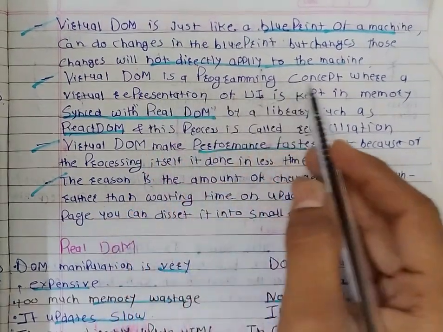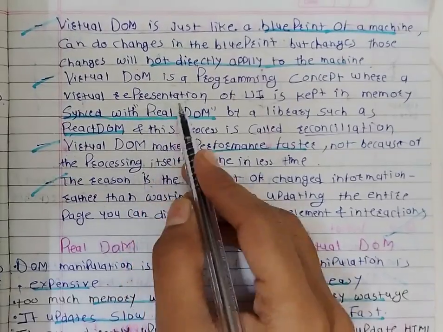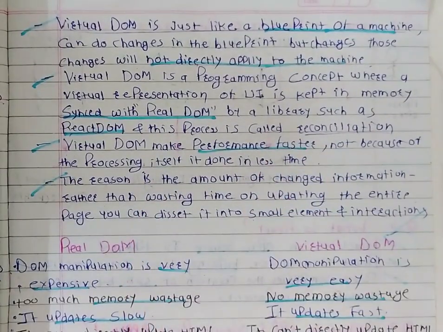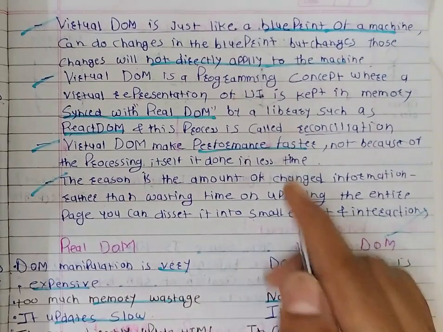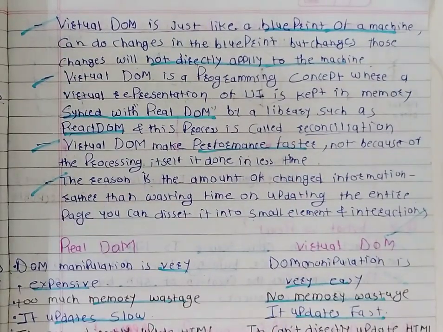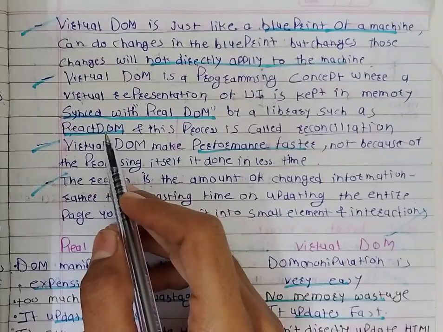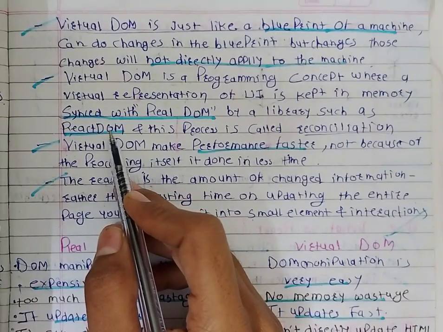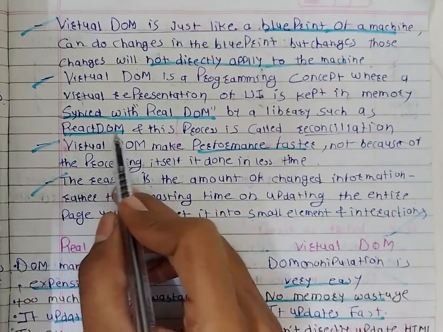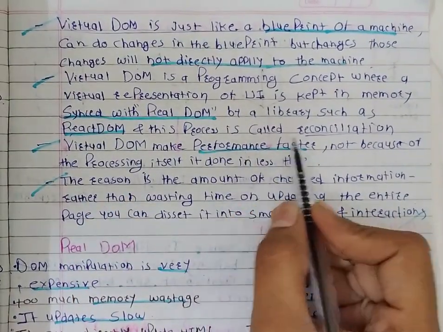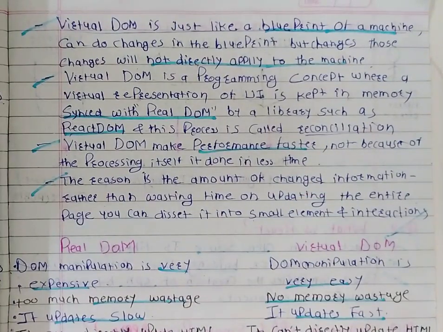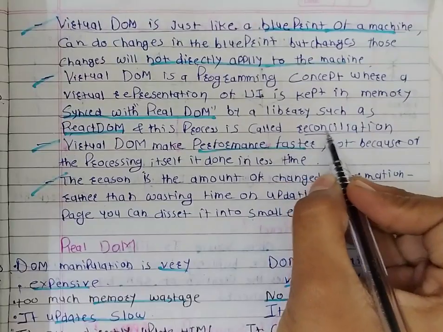Virtual DOM is a programming concept where a virtual representation of the UI is kept in memory, and it always syncs with the real DOM by a library such as React DOM. So the real DOM and virtual DOM always sync with each other using this library, React DOM, and this process is called reconciliation.